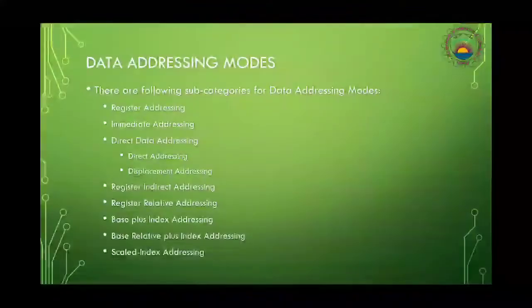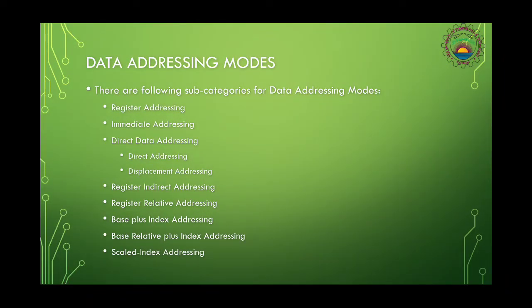Now we have to discuss data addressing modes. For discussion of data addressing modes, we have to consider move instruction. General format for move instruction is move operand 1 comma operand 2. So there will be two operands within move instruction, and data will be transferred from operand 2 into operand 1.